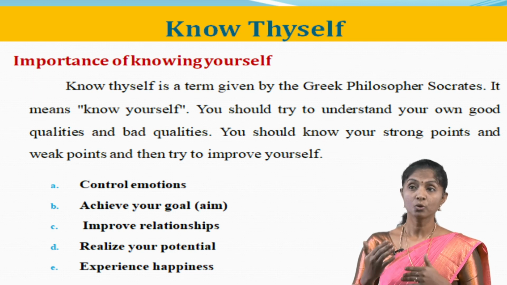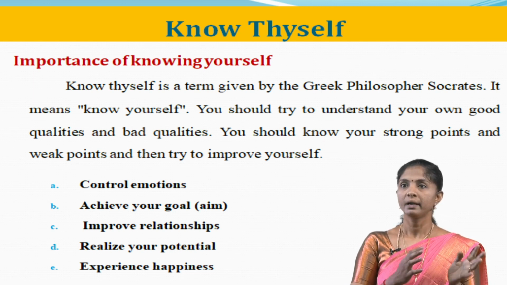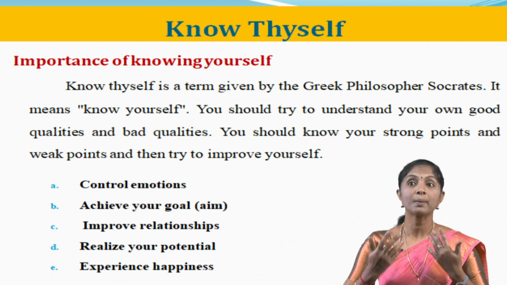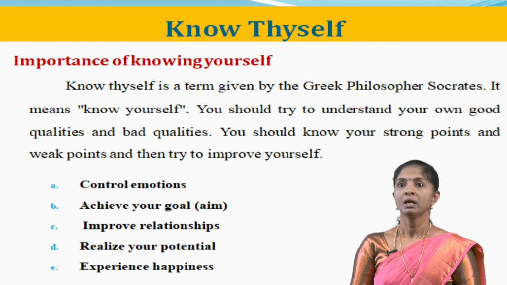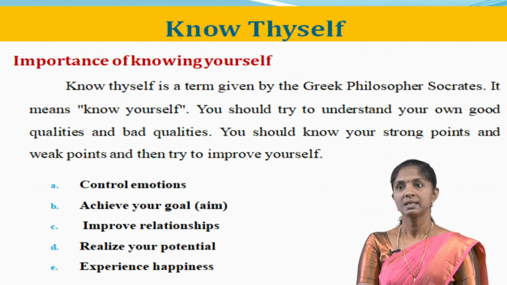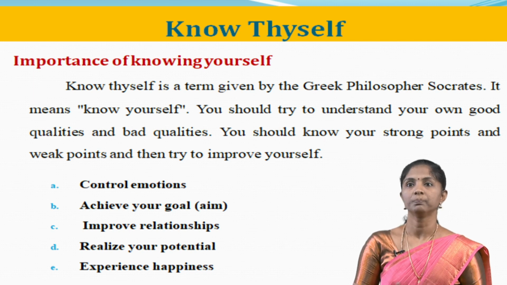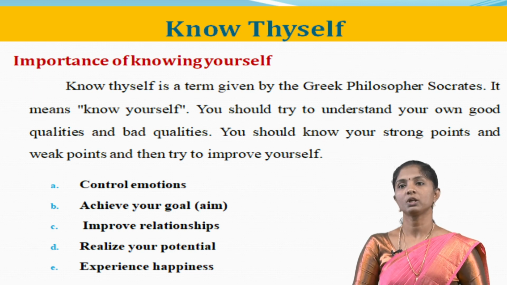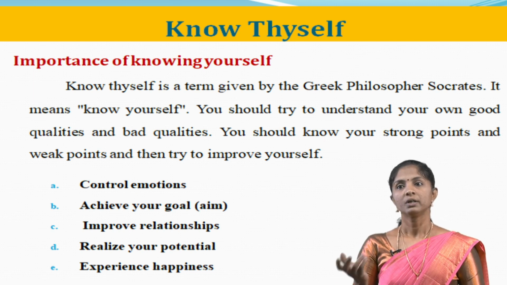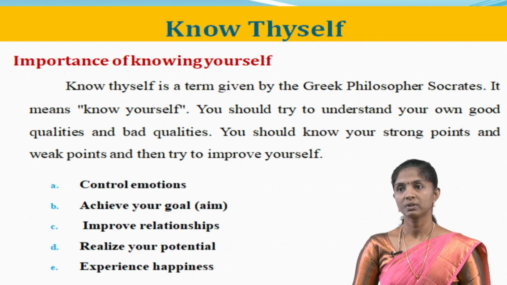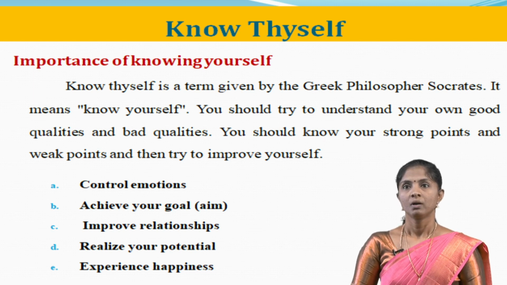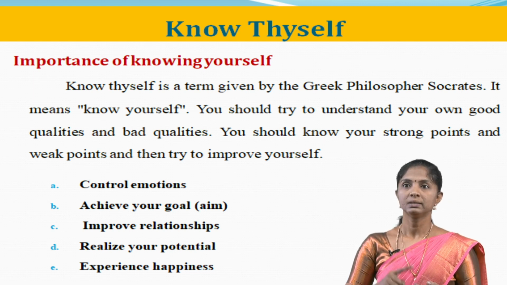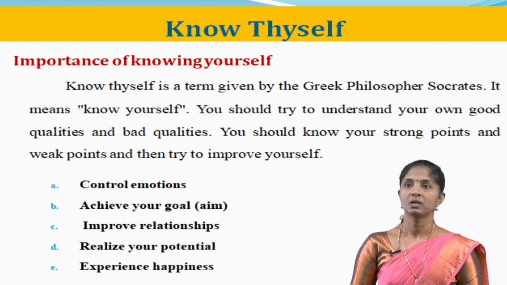Next, you should know your strong points as well as your weak points. When you know the strong points, develop them. Build on them, then you can easily achieve success. You can achieve your aim. When you realize your strong points and when you control your emotion, naturally your relationship with others will be good. Okay, so control your emotions to achieve your aim and realize your potential.